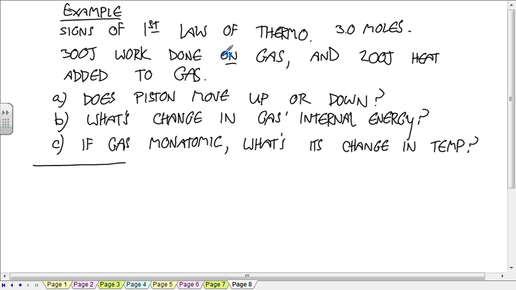Yeah, so work is done on the gas. That's sort of a sneaky way of saying that negative work is done on the surroundings. And so W is negative 300. So the piston moves down.